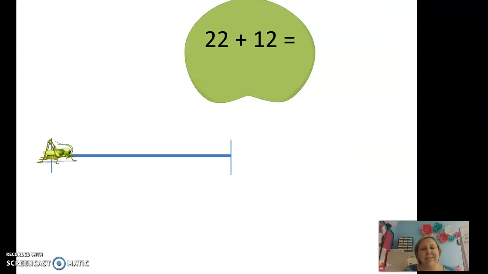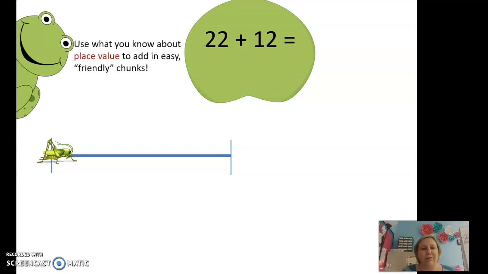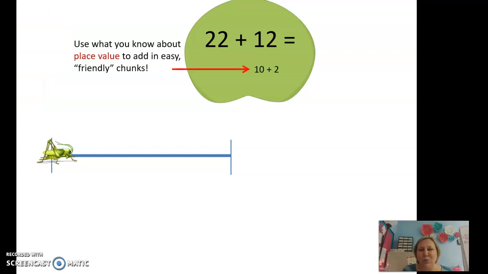So let's look at this. My problem is 22 plus 12. So use what you know about place value to add in easy, friendly chunks. Now I am going to start with the number 22 on my number line, and then I'm going to chunk the number 12. How can I add 12? Oh, that's right, 10 plus 2. So my 10 and my 2, just like expanded form, 10 plus 2.